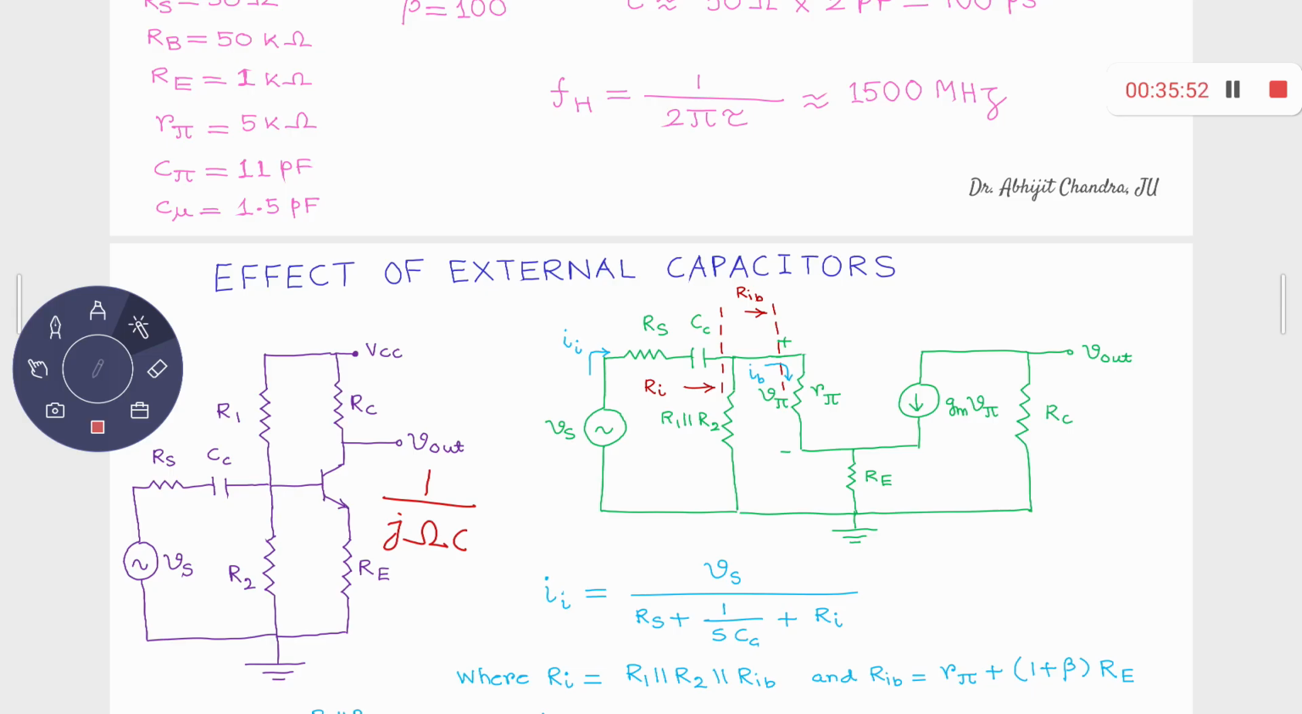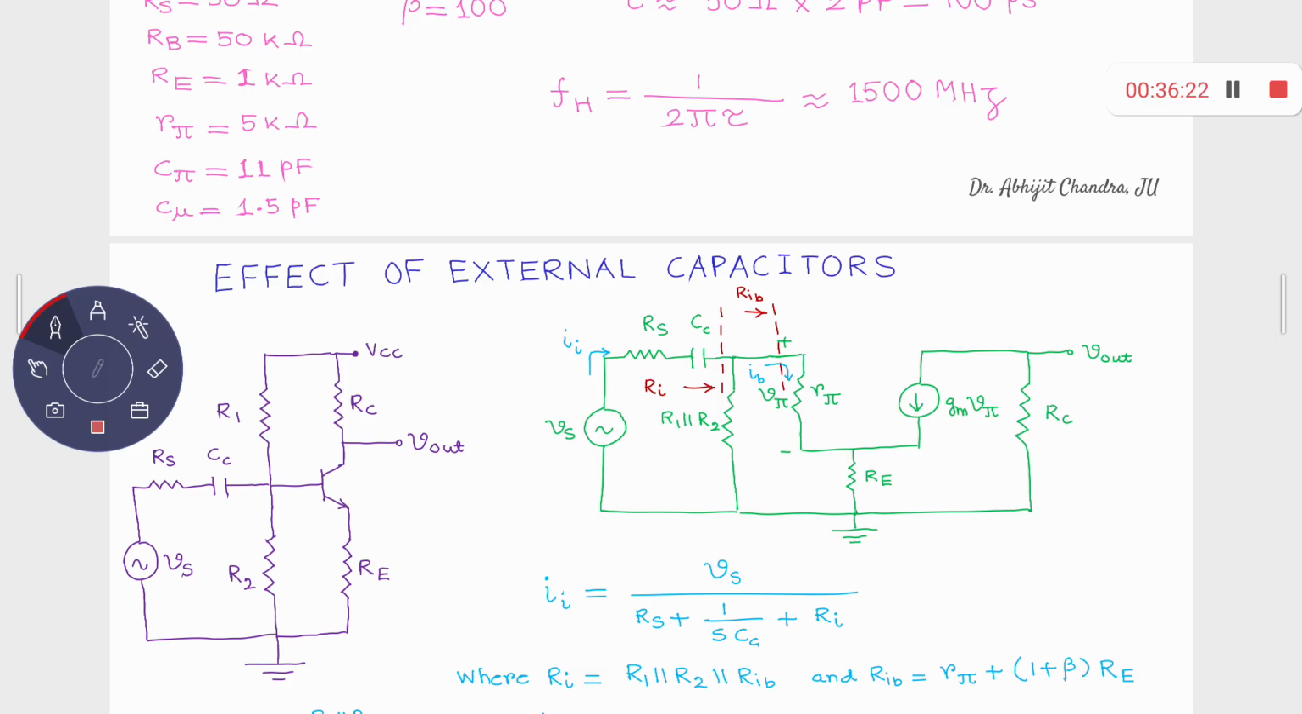Right? So at very low frequency, I only have to observe the effect of these coupling capacitors, the external capacitors, which are there in the series path. Okay, so while doing this analysis of the effect of external capacitors, we will just forget about the effect of the internal capacitors, because internal capacitors are vital in high frequency operations, while these external capacitors are typically vital in low frequency operations. Okay.